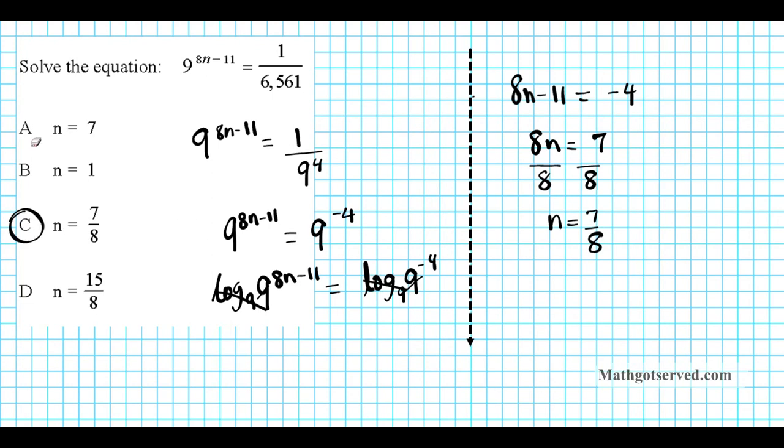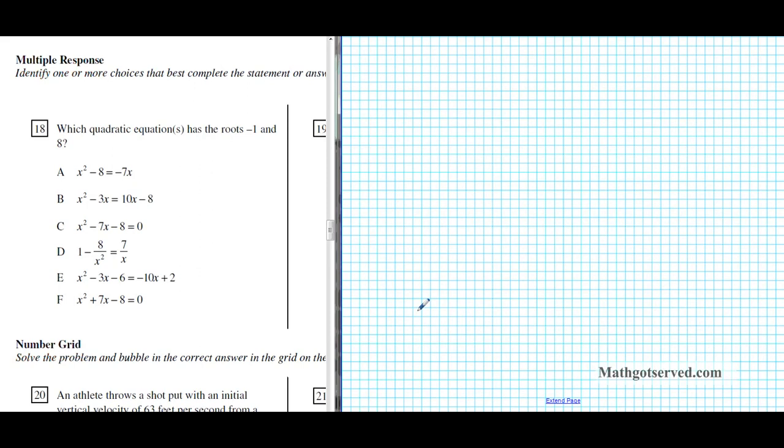Okay, so that's that. State which quadratic equation has roots negative 1 and 8. If two quadratics have the same roots, then in standard form they must be identical. We have 6 options, so how about we place all of them in standard form and see which ones are the same. We have x squared minus 8 equals negative 7x for option A. To place this in standard form, we'll add 7x to both sides. So the equation is going to be x squared plus 7x minus 8 equals 0.